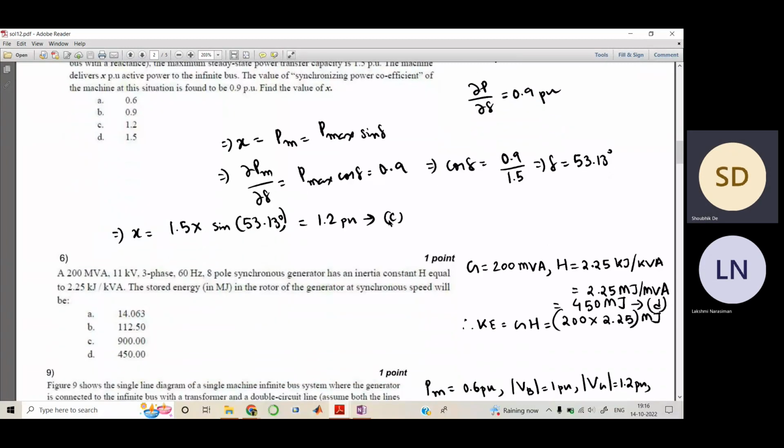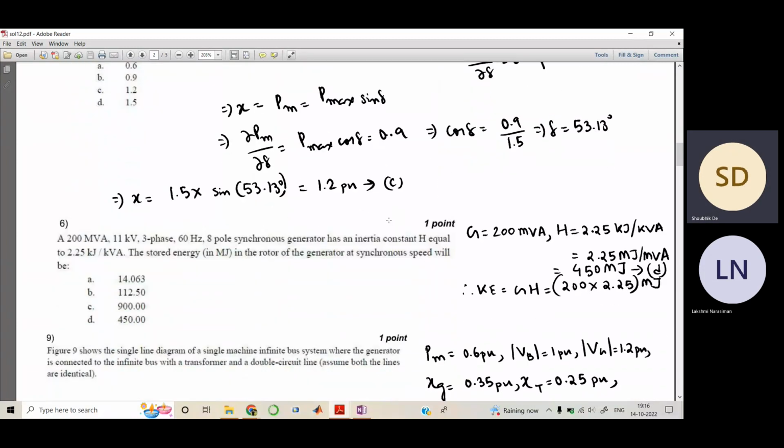Okay, so now let's go to question number 6. A 200 MVA, 11 kV, 3-phase, 60 Hertz, 8-pole synchronous generator, a lot of information is given, has an inertia constant H equal to 2.25 kilojoule per kVA. Now the stored energy in the rotor of the generator at synchronous speed will be, so they are asking to find out the kinetic energy stored in the machine, right?